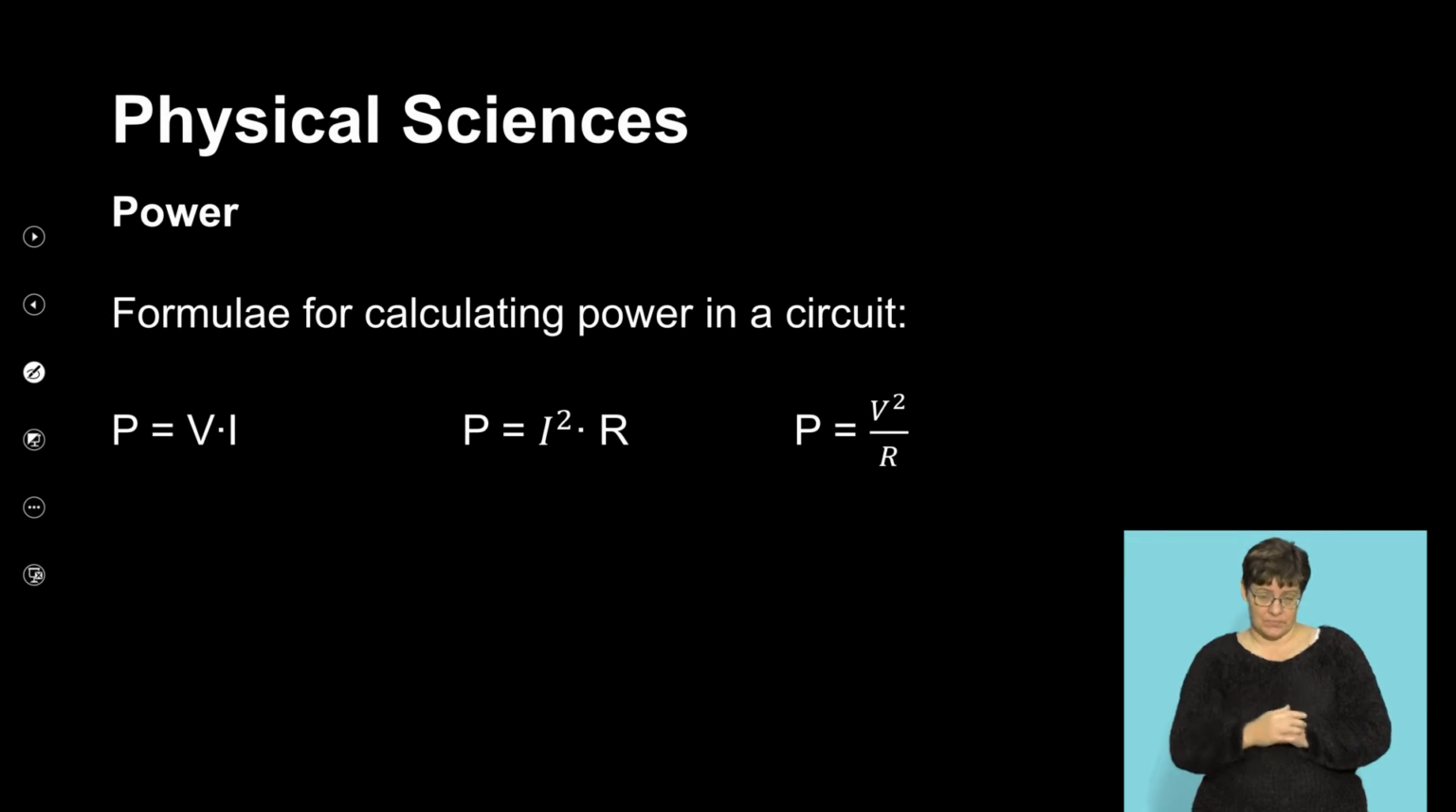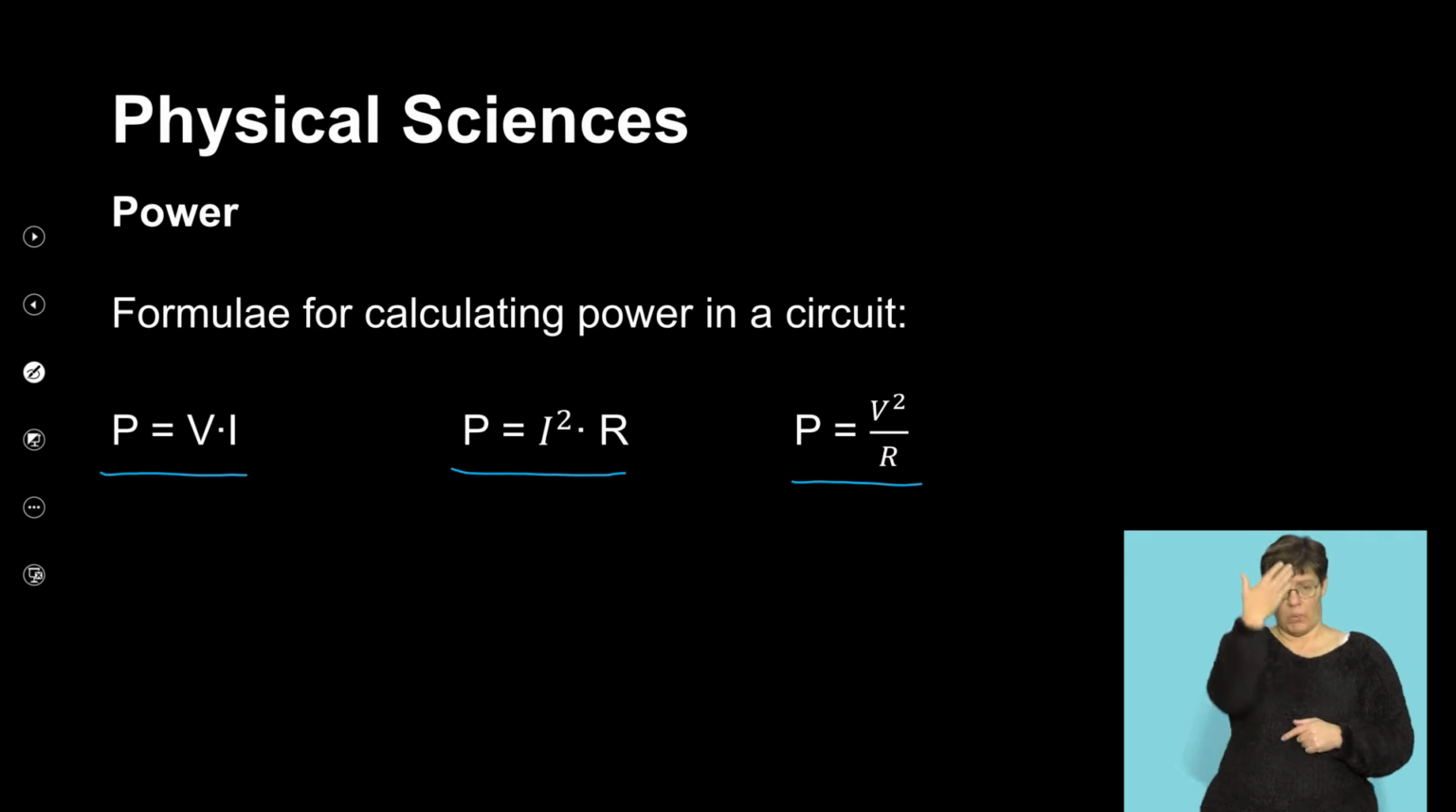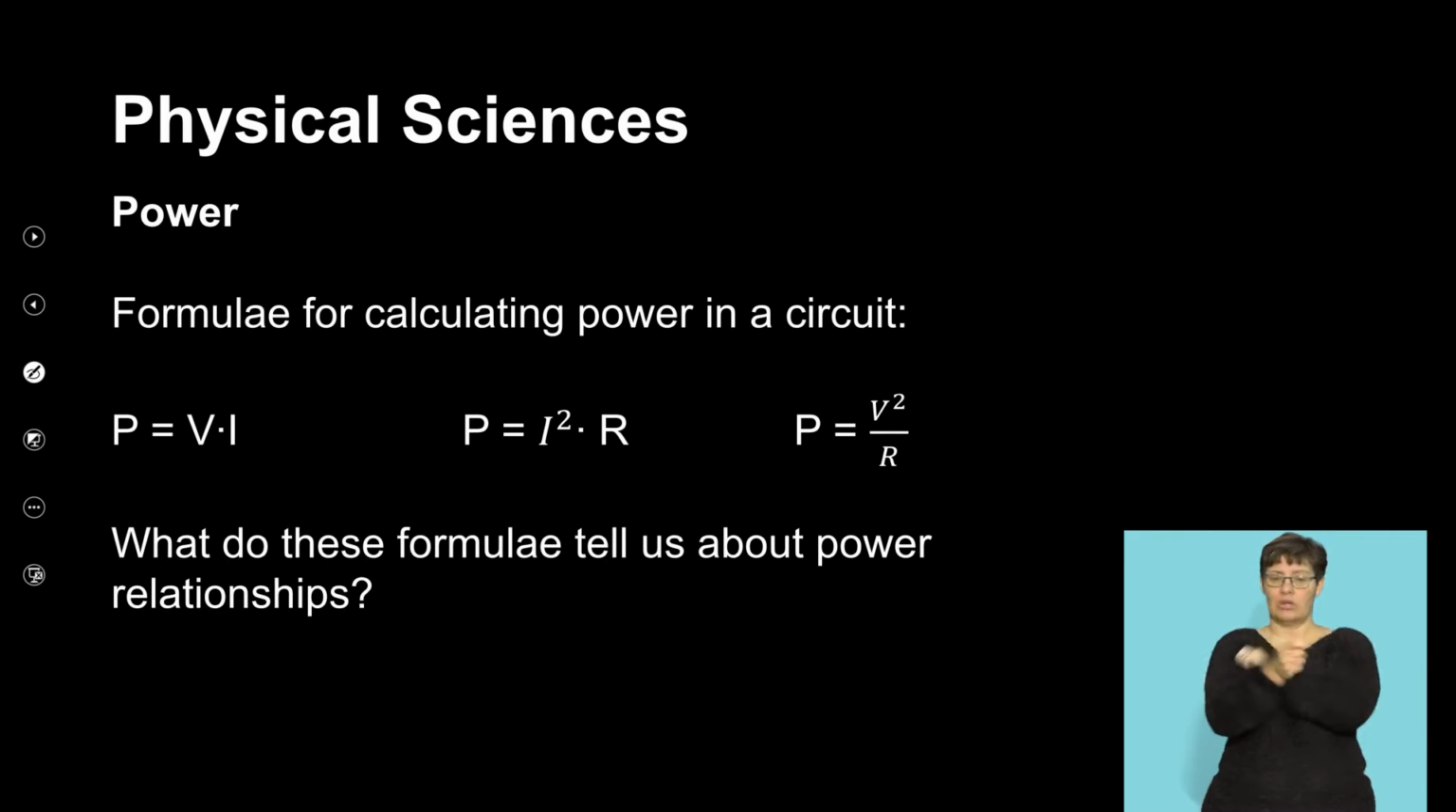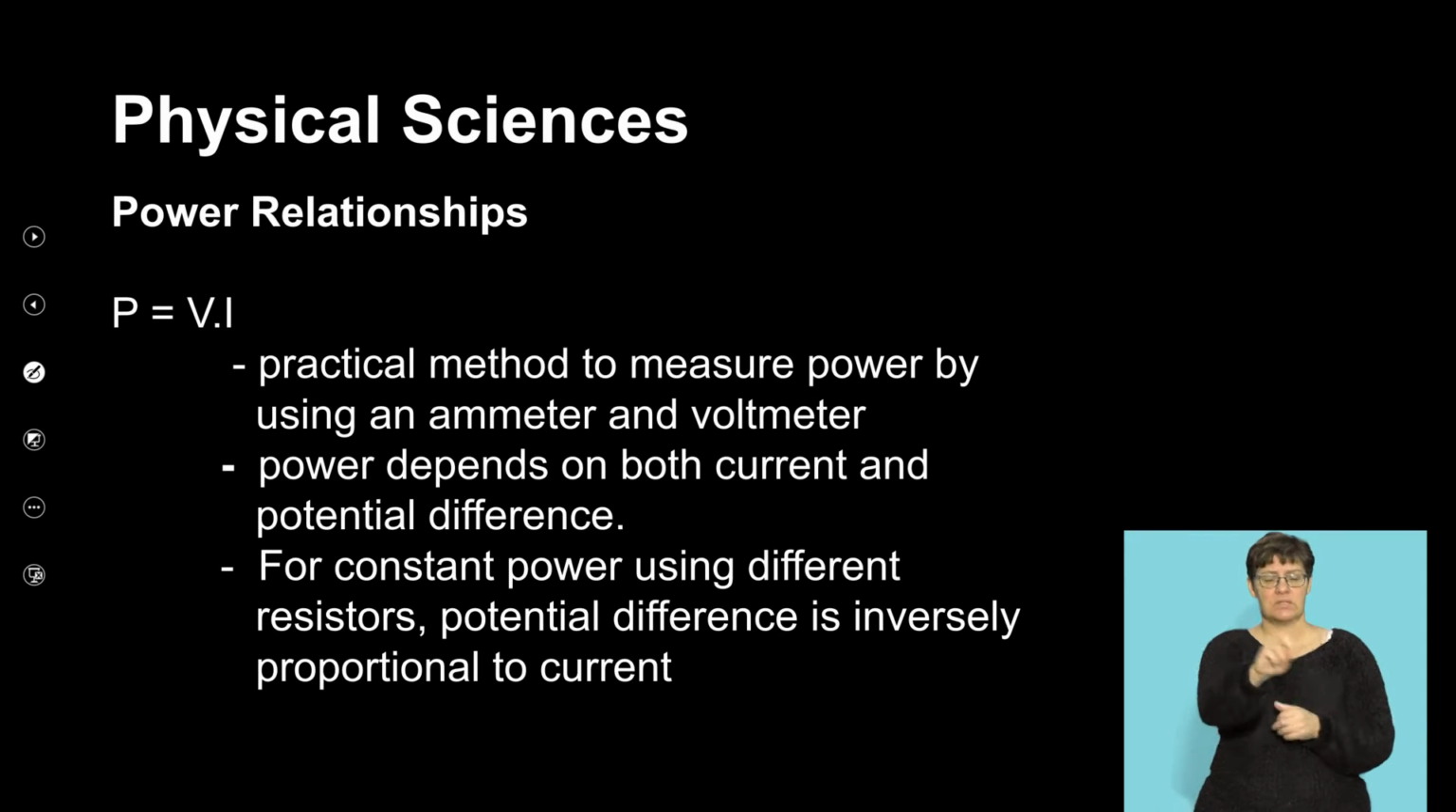Okay, so there are three formulae of power that we can use depending on what you have. These three are actually given in the data sheet. Just be able to identify them and know when to use them appropriately, so that we copy these formulae as they are and then use them in the calculations as they are. Right. Okay. So what do these formulae tell us about the power relationship? Okay, one thing that comes to mind, there's a practical method to measure power by using an ammeter and a voltmeter, okay?